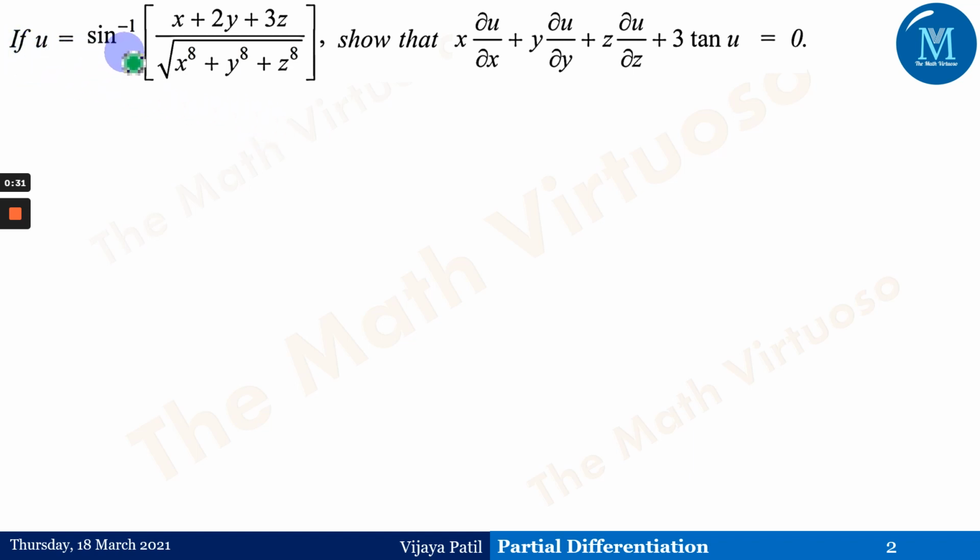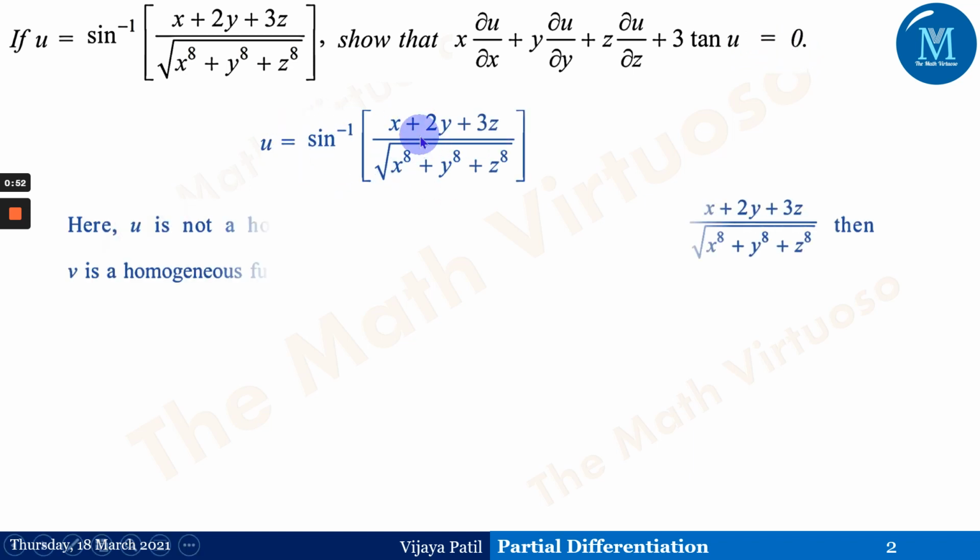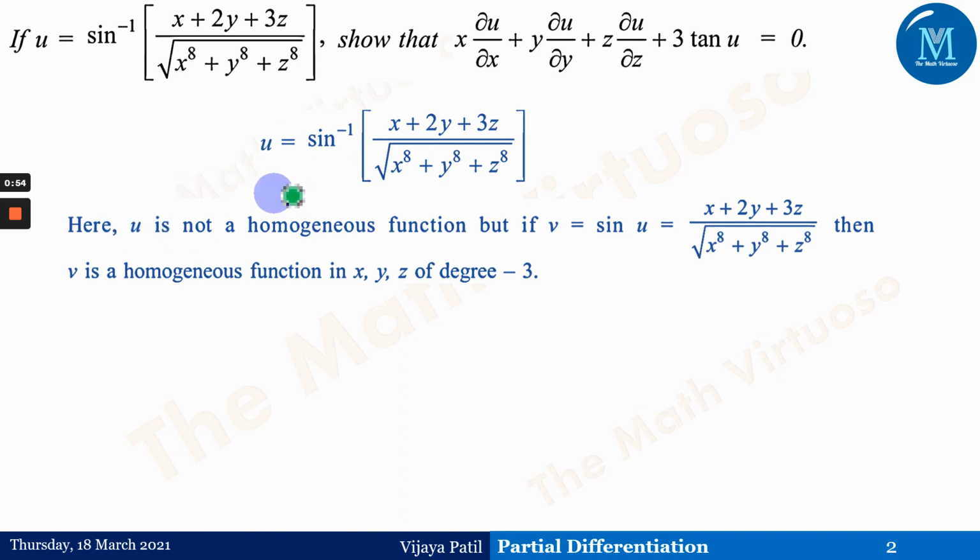First question is, if u is equal to sine inverse of (x plus 2y plus 3z) upon square root of (x to the power 8 plus y to the power 8 plus z to the power 8), then show that x dou u upon dou x plus y into dou u upon dou y plus z into dou u upon dou z plus 3 times tan of u is equal to 0. This is what has been given to us. Now we have to check here.